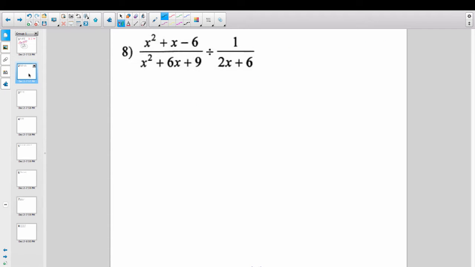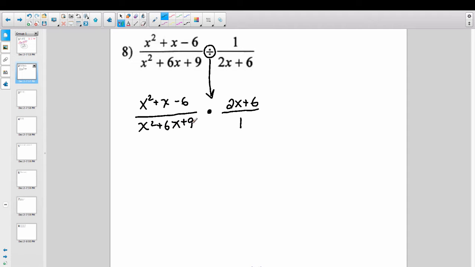Number 8, same idea. We want to take this division, turn it into multiplication. How you do that is you flip the second fraction. Like that. Turn it into multiplication. And now let's do some factoring. So this guy here, x squared plus x minus 6, and this one, x squared plus 6x plus 9. If I wanted to factor these and then cancel, I think I'd use the AM method. Or you could do earmuffs, whatever you're into.